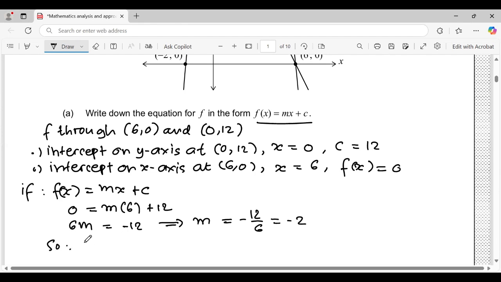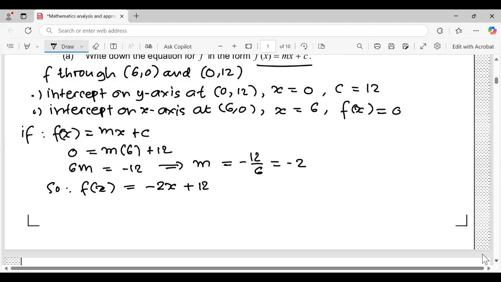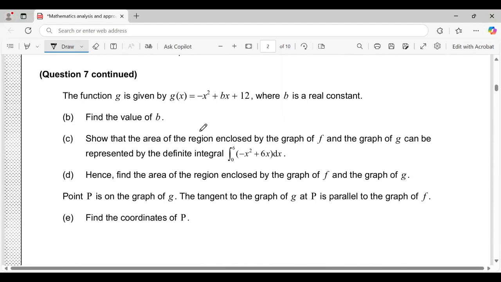So f(x) equals minus 2x plus 12. So c equals 12. This function becomes minus 2x plus 12. That is f(x). Next question. The function g is given by g(x) equals minus x squared plus bx plus 12, where b is a real constant. Find the value of b.